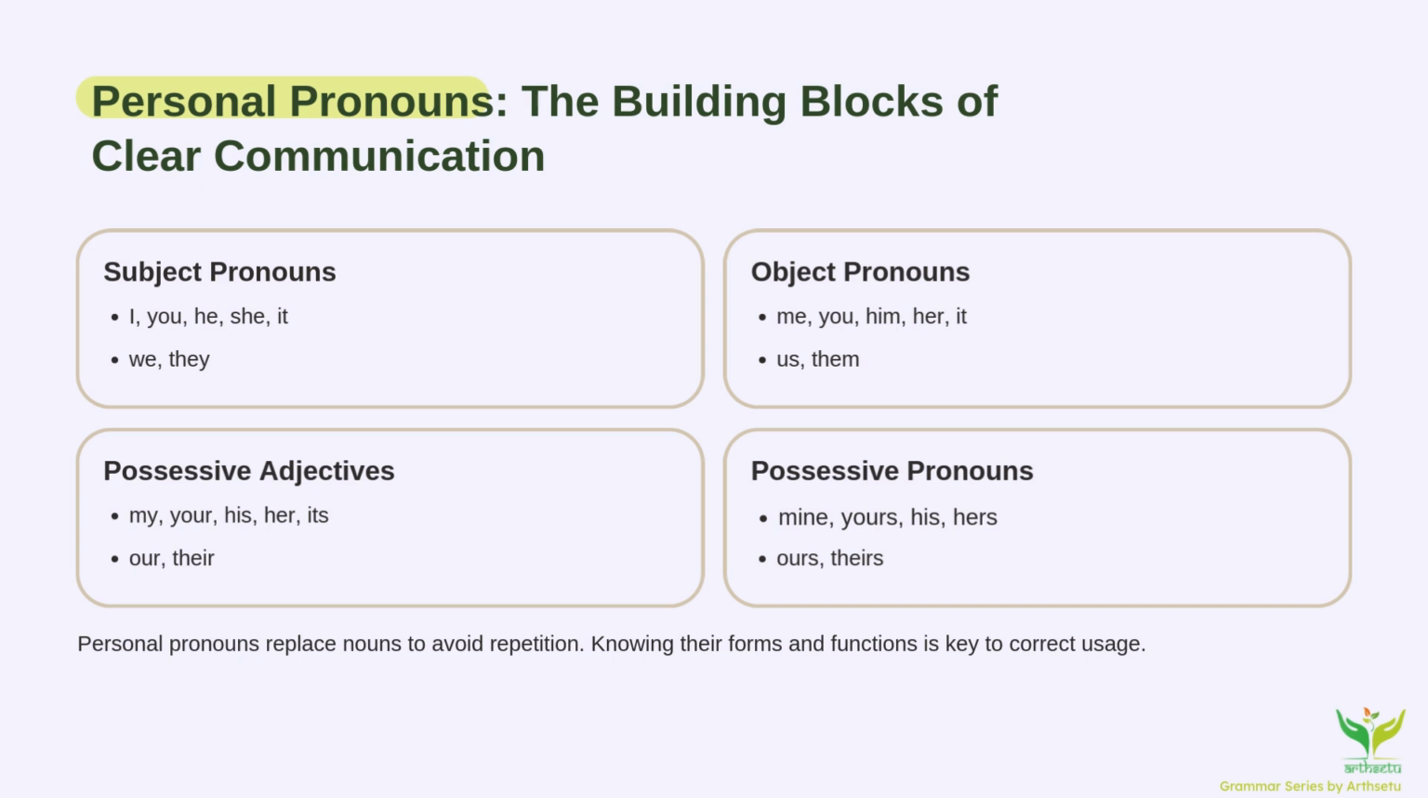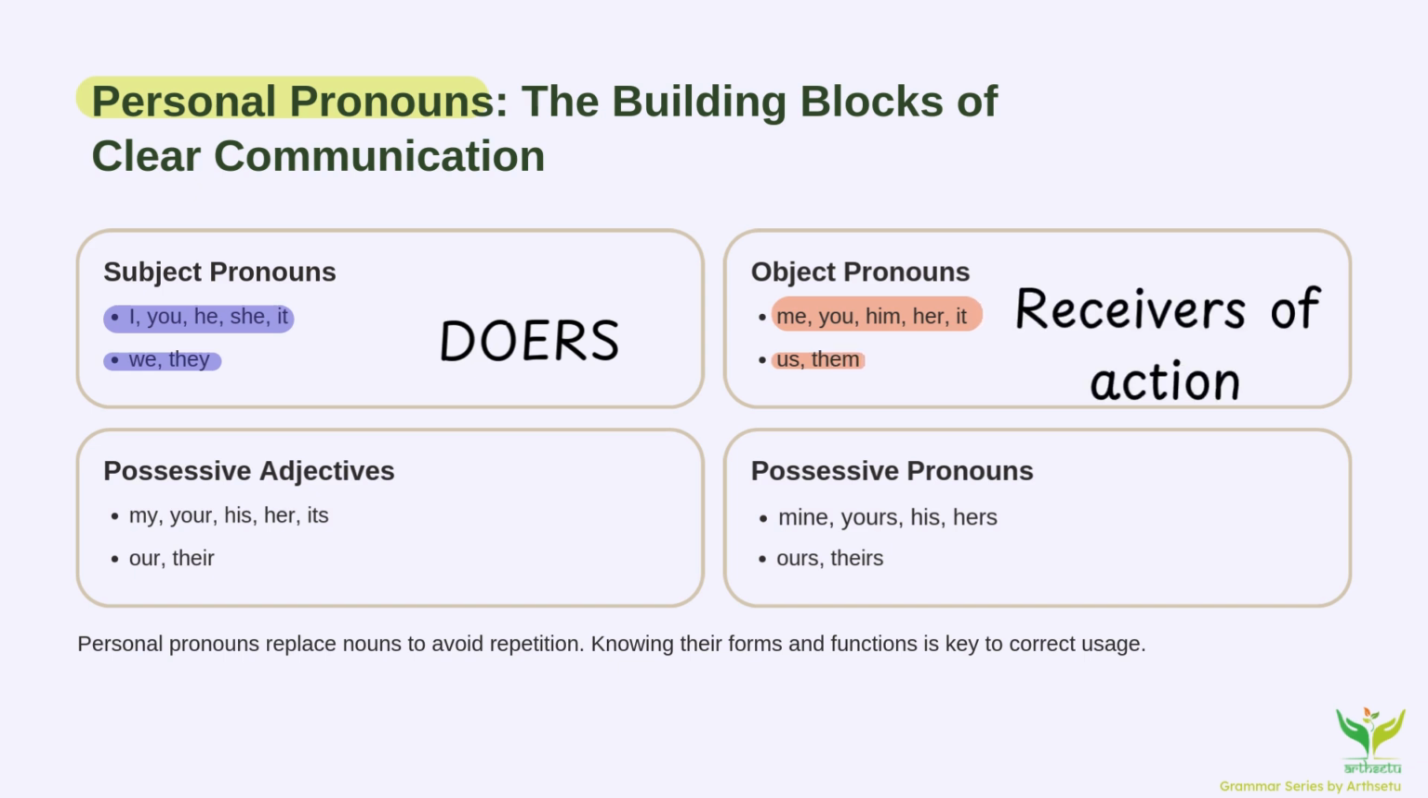We have subject pronouns like I, you, he, she, it, we, they. These are the doers of the action. Then we have object pronouns: me, him, her, us, them. These receive the action. And finally, possessives: my, your, his, her, and the independent ones like mine, yours, theirs. They might look small, but they are essential for smooth, natural English.